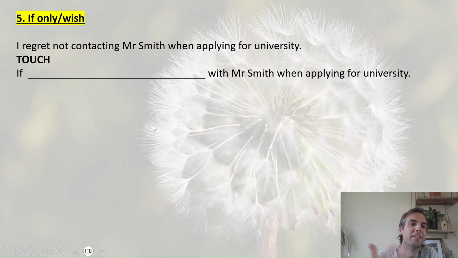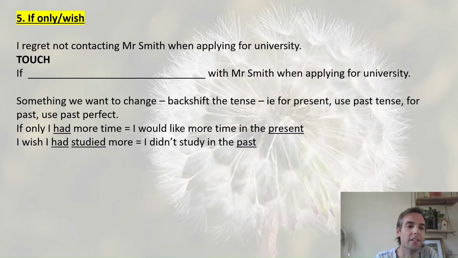If you get that, then you know if only I, then how do we use it? Well, when we're talking about something we want to change with if only or I wish, we do go back one tense. We back shift the tense. So if I'm talking about the present, past tense, past perfect. For example, if only I had more time, I'm talking about the present tense. I want more time now. I wish I had studied more means I didn't study in the past.